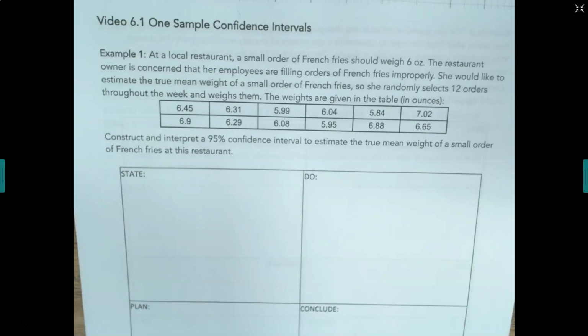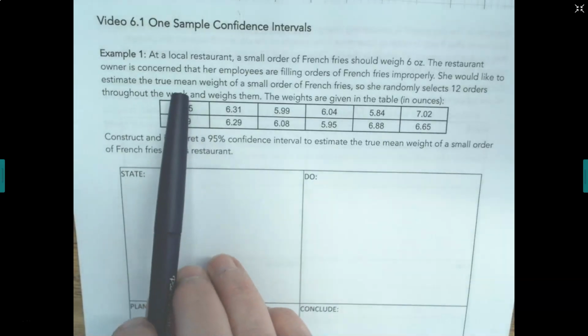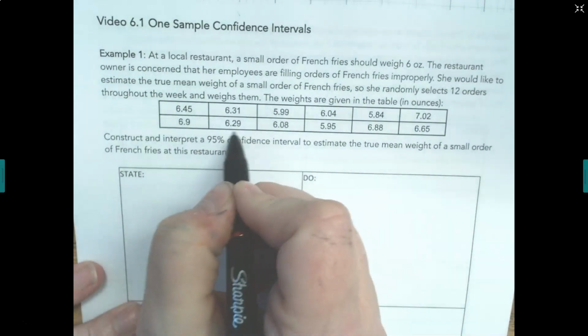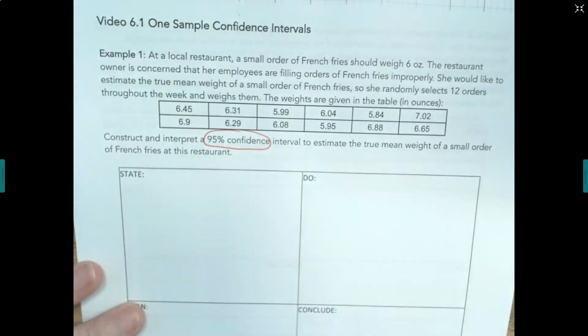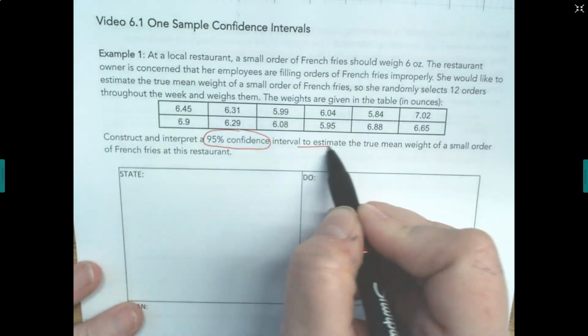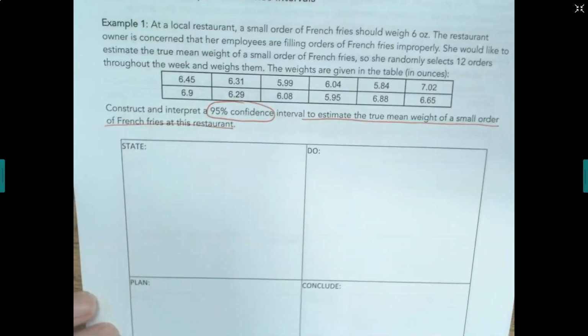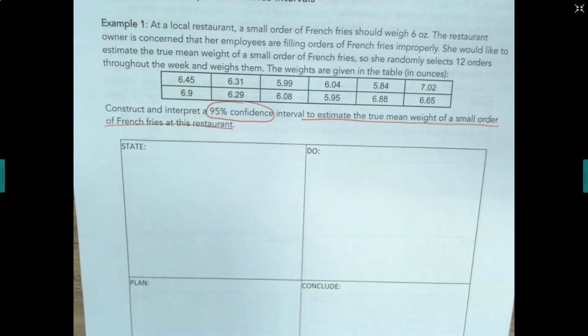at this restaurant. All right, so we're talking about means here because she talks repeatedly about the true mean weight. We're going to create a 95% confidence interval to estimate the true mean weight of a small order of french fries at this restaurant. Now, the reason I'm underlining that is that is actually how you're going to define your parameter. So these are our 4-step problems.